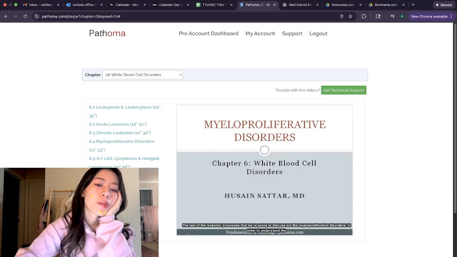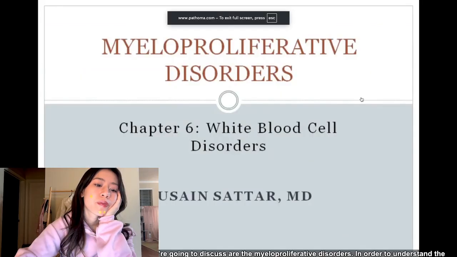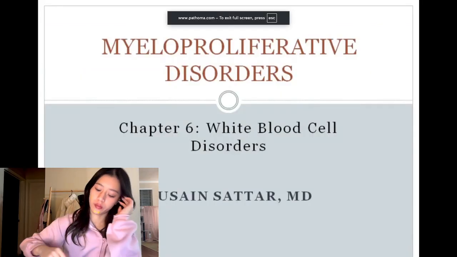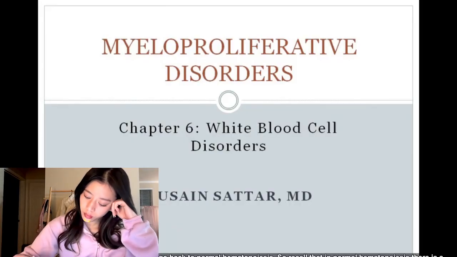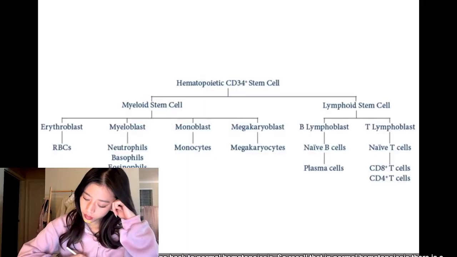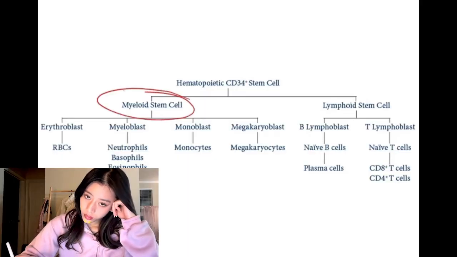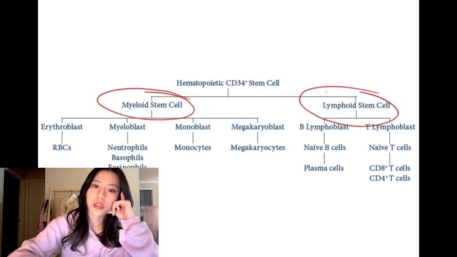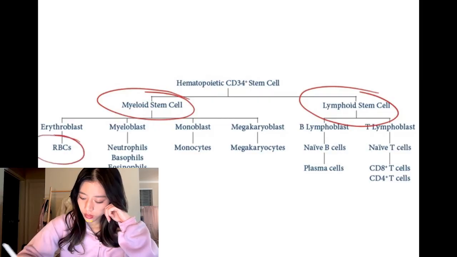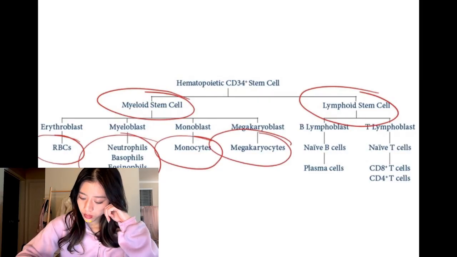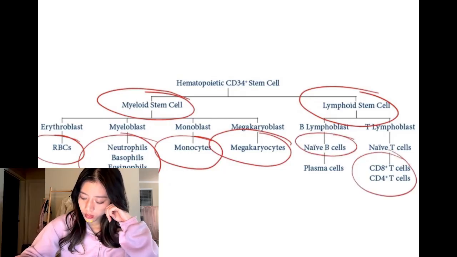The last of the leukemic processes that we're going to discuss are the myeloproliferative disorders. In order to understand the myeloproliferative disorders, we've got to go back to normal hematopoiesis. So recall that in normal hematopoiesis, there is a CD34 positive stem cell, and that stem cell can produce a myeloid stem cell or a lymphoid stem cell. The myeloid stem cell will eventually become the cells of the myeloid lineage, producing red blood cells, granulocytes, monocytes, and megakaryocytes. And the lymphoid stem cell has the ability to eventually produce the B cells and the T cells.